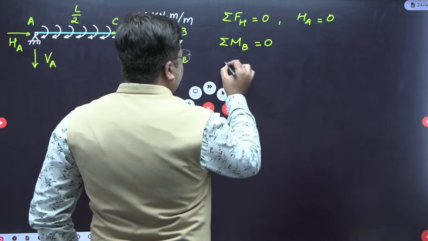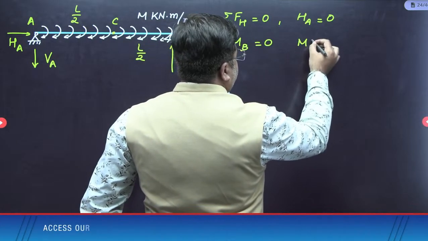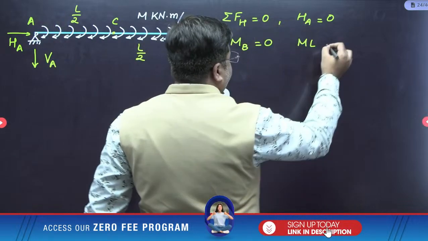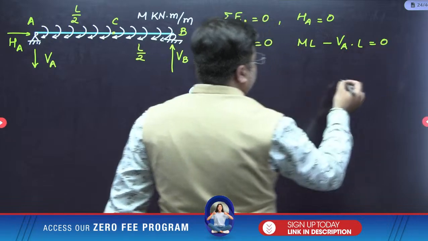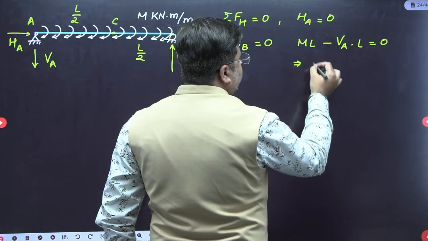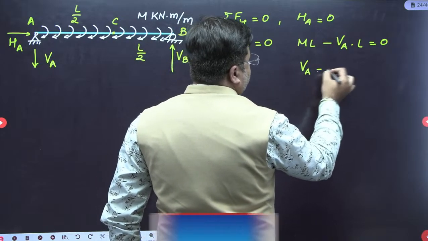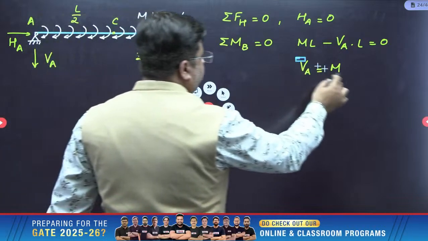So total moment is M into L acting in the clockwise direction, and this VA will give you the anti-clockwise moment about B. The value will be minus VA into L, and this should be equal to 0. So from here the value of VA came out as M. VA is equal to M. So the support reaction at A came out equal to M, right?